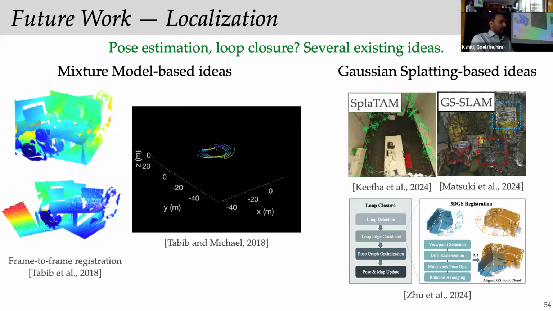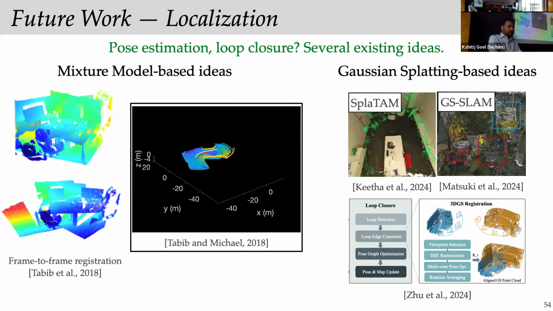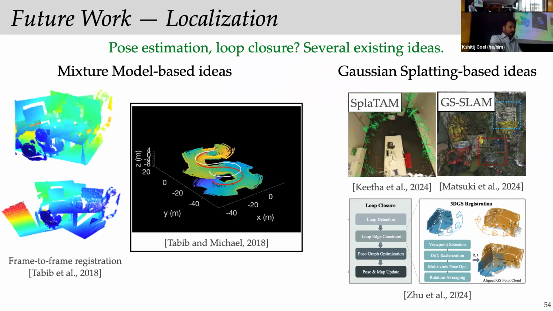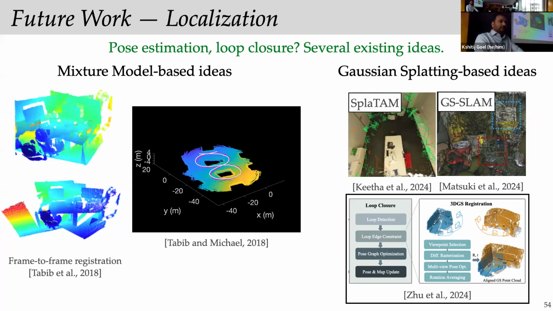Another direction is towards enabling robust localization using the GMM representation. There are several ideas in existing literature for this. There is frame-to-frame registration using mixture models that can enable local sensor pose estimation. Then there is loop closure capability to correct for sensor drift, again using the GMM representation. Then there are Gaussian splatting-based ideas that incorporate sensor pose tracking as part of the loss function, in addition to minimizing photometric errors. SplaTAM and GS-SLAM are two methods that are recent examples of this. Then towards incorporating loop closure into Gaussian splatting-based maps, there is a recent work called Loopsplat. The question of which of these methods for pose estimation to use really boils down to the intended application.